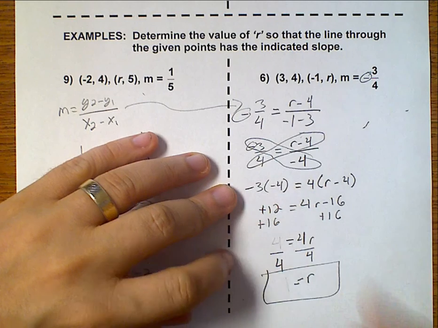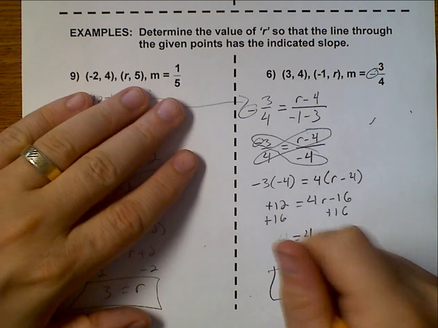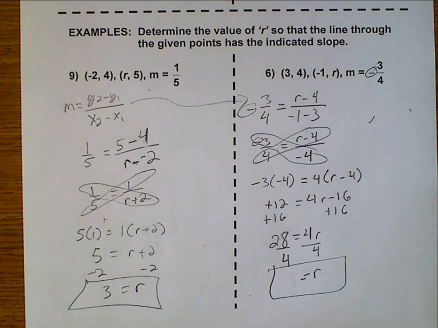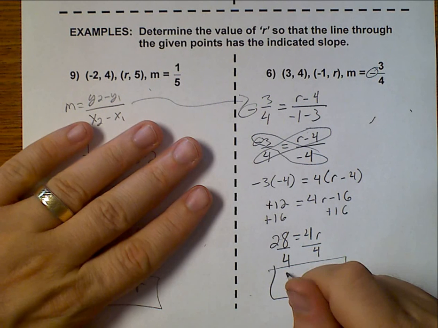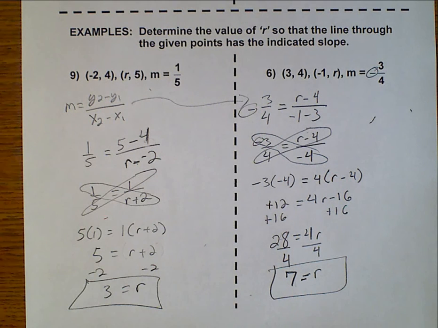So when I add 16, I get 28. And when I do 28 divided by 4, I get 7. Always helps to go back and double check your work. I apologize for the mistake on here. But just go back and double check your work. Make sure that you didn't make any quick mistakes. Good luck on your assignment and have a good day.